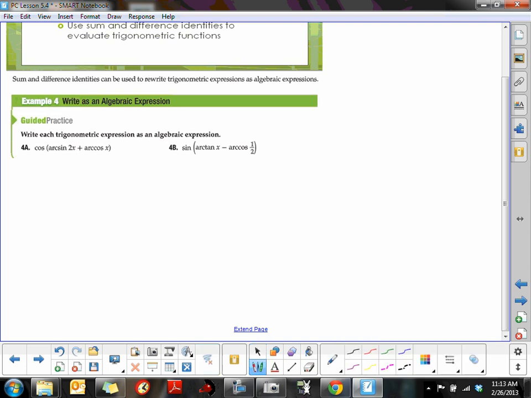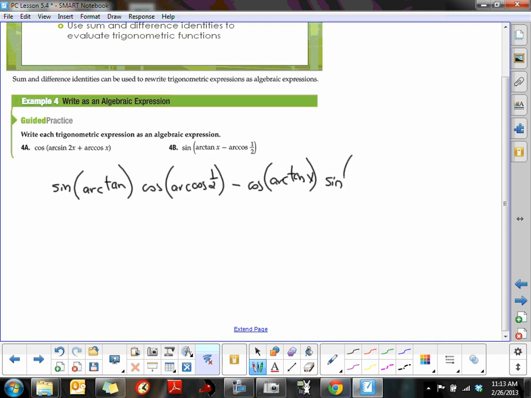This one is a sine of a difference, so we want to take the sine of the first angle, which is the arc tangent of x. We want to take that times the cosine of the second angle, which is the arc cosine of a half. Then we want to make sure we subtract the cosine of the first angle, which is arc tangent of x, times the sine of the second, which is the sine of the arc cosine of a half. Oh, looks like I forgot the x here, so let's put that in.